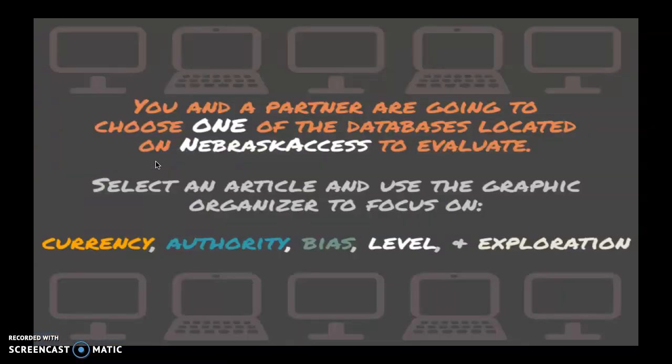Now the activity that we would do for this is we'd have them and a partner go and choose one of the databases located on the Nebraska Access website to evaluate. Nebraska Access is a great site. It's got a bunch of different sites that it goes to that are credible sources. Find an article from there, and then you're going to check the article's currency, the authority, the bias, the level, and the exploration, and see if you found a good one or not.